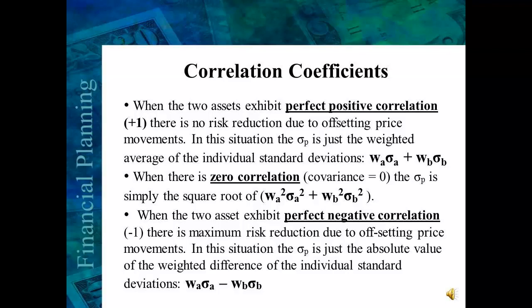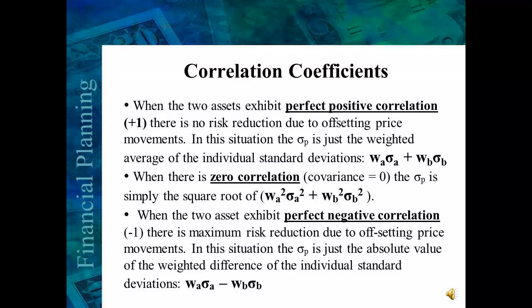When the two assets exhibit perfect positive correlation, i.e. rho equals +1, there is no risk reduction due to offsetting price movements. In this situation, the standard deviation of the portfolio, sigma p, is just the weighted average of the individual standard deviations. The weight of asset A times the standard deviation of asset A plus the weight of asset B times the standard deviation of asset B.